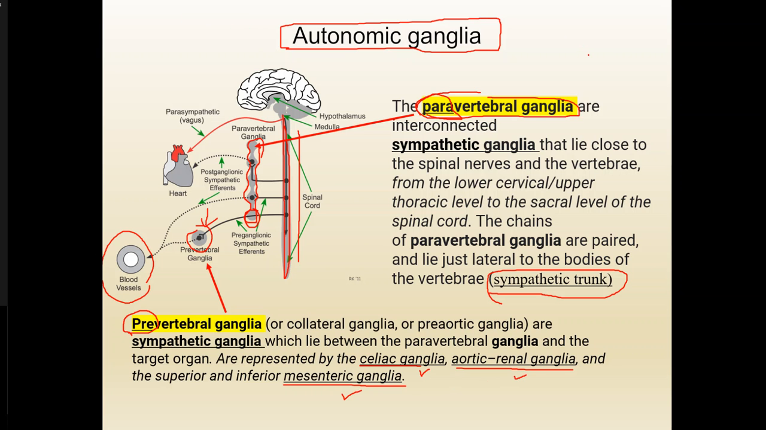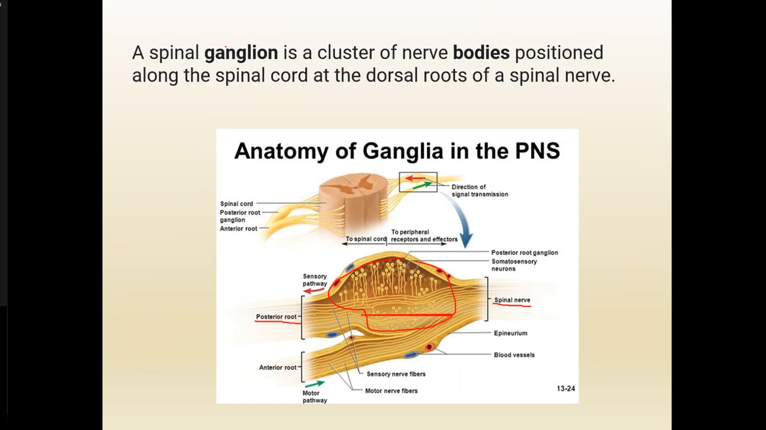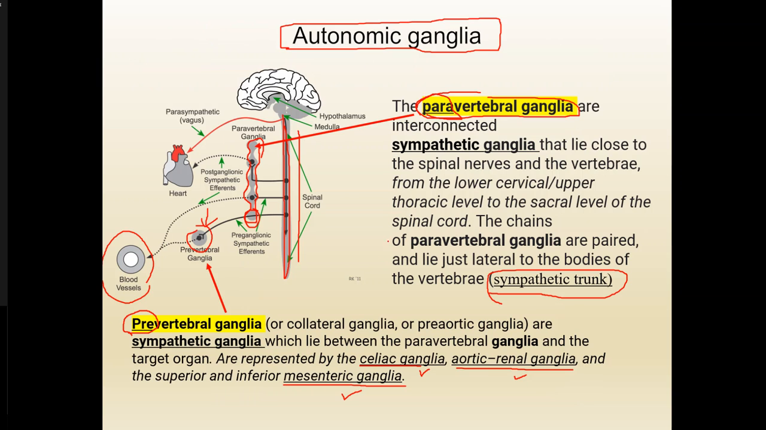All right, so we looked at the spinal ganglia, which are these ones. These are easy. And we looked at the autonomic ganglia. We named them, and we visualized where they're positioned.